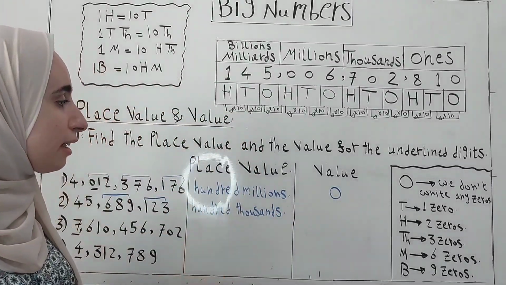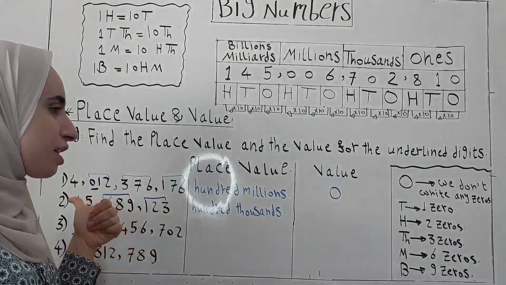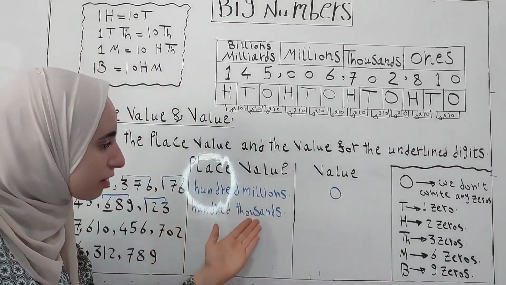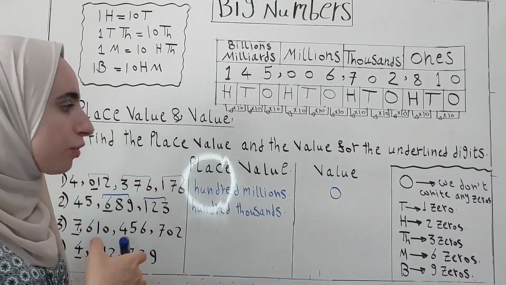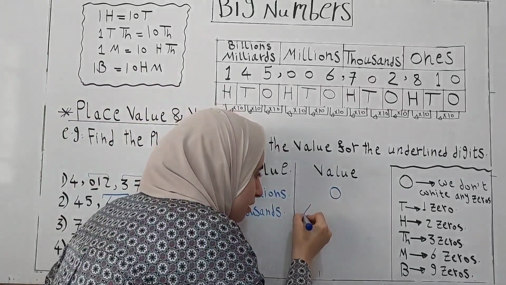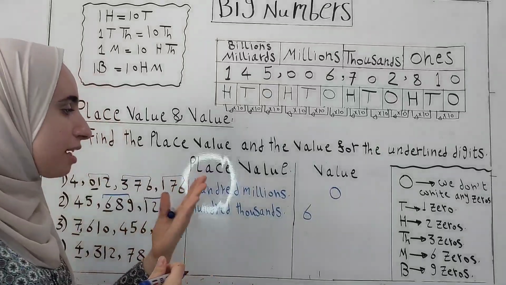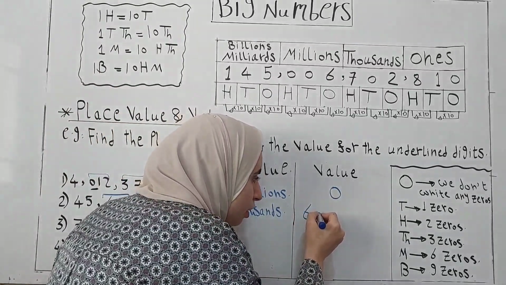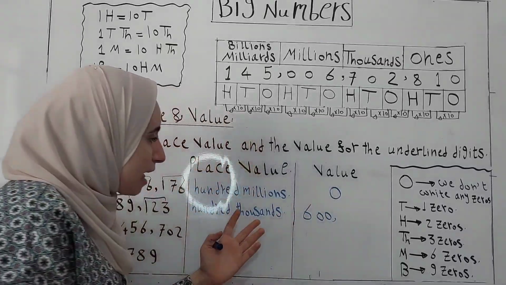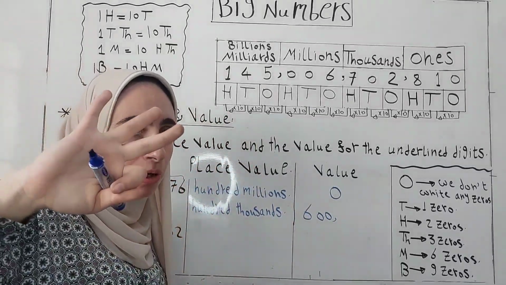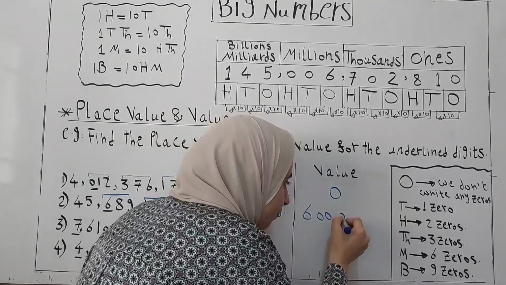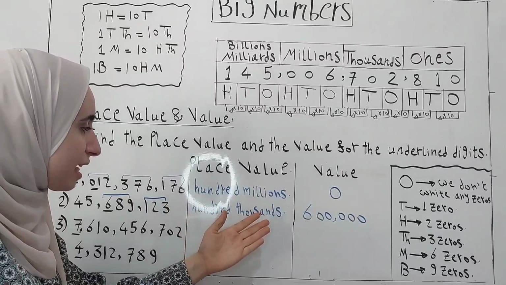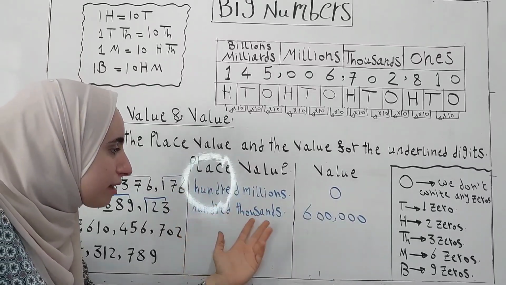Now we need to find the value for the digit 6. The digit 6 is in the 100,000 place. So we write the digit 6 as it is, and then for 100 we put 2 zeros, and for the thousands we put 3 zeros. So the value for the digit 6 equals 600,000.